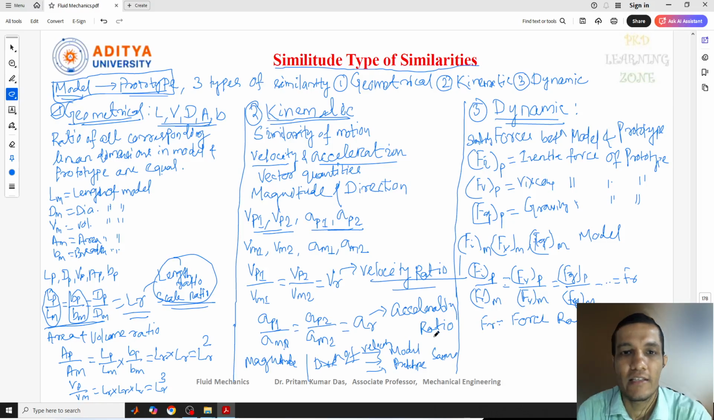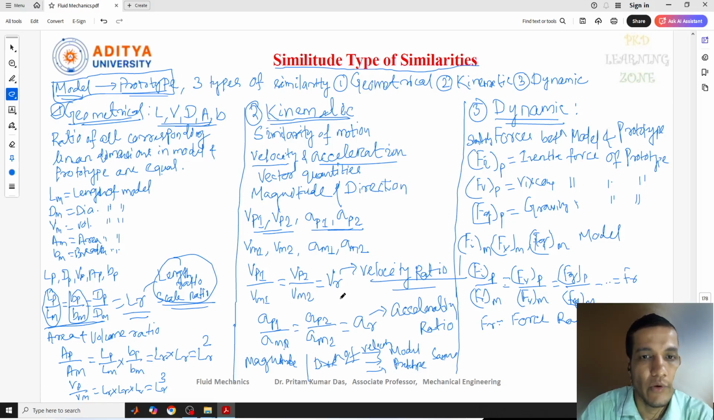Okay, so these are the three similarities we have discussed. Here also we need to assure the directions of all corresponding forces at all corresponding points. I have not mentioned the points here; you can consider point 1, point 2, point 3, n number of points. All similar kinds of forces at every corresponding point should be the same for model and prototype. So this is all about the similitude types of similarities in dimensional analysis.